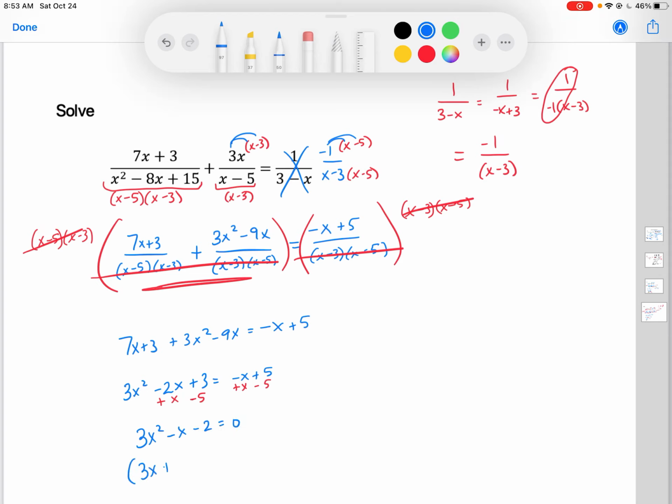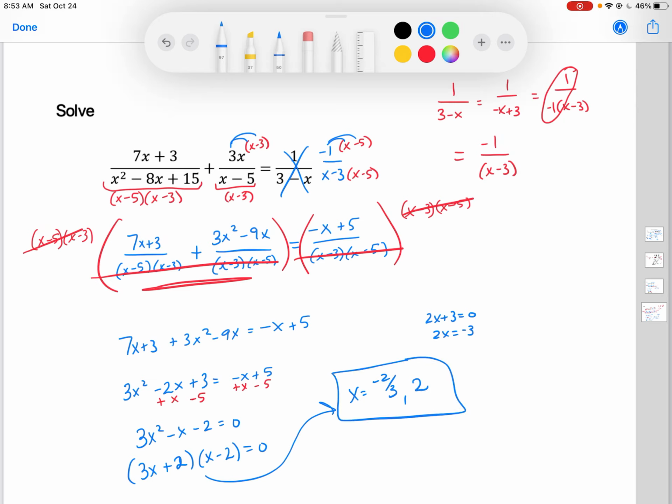So I can factor that. Plus 2x minus 2. So I factor it. I get an answer of x equals, 3x plus 2 would give you negative 2/3. A lot of you can do that quickly in your head, but if not, just set it equal to 0 and solve. So then divide by 3. And then the x minus 2 would give you positive 2.